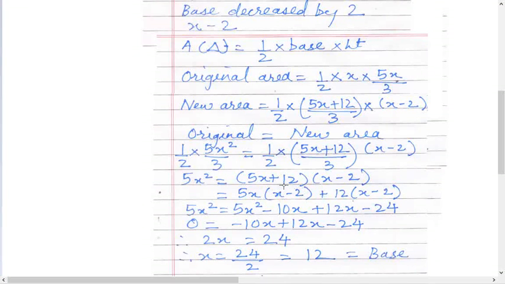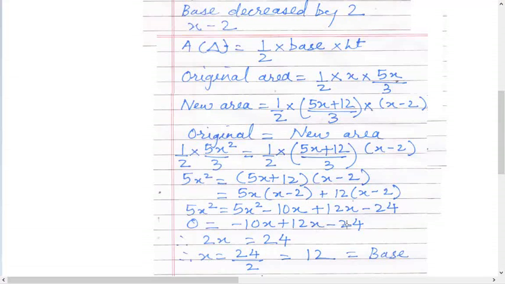Solve this. 5x into x minus 2 plus 12 into x minus 2, right? So it becomes 5x square minus 10x plus 12x minus 24. Okay. Now 5x square gets cancelled because they are the same on both sides. So 0 equals 5x square gone, minus 10x plus 12x minus 24. Solve this. Take minus 24 on this side, it becomes plus 24. So 12x minus 10x, that is 2x, and 24 on this side. So it becomes 2x equals 24.